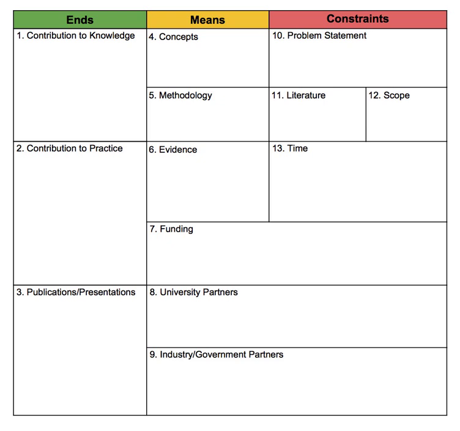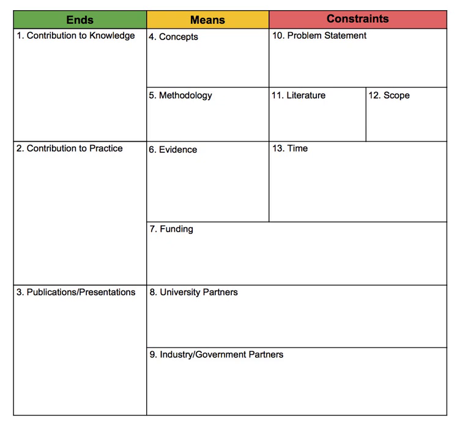The A3 framework. A holistic overview inspired by the Business Model Canvas, the A3 template provides a single-page overview of a research project. It breaks down the process into 3 key areas: ends, the goals; means, how to achieve those goals; and constraints, the limitations. This structure forces researchers to consider all critical components up front, fostering a more strategic and efficient approach.